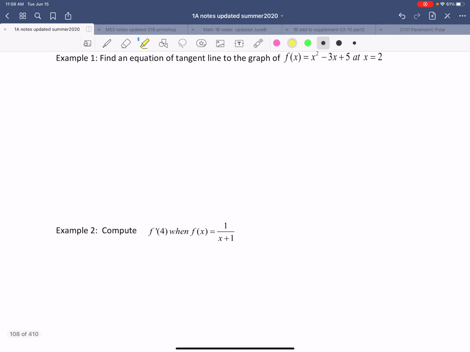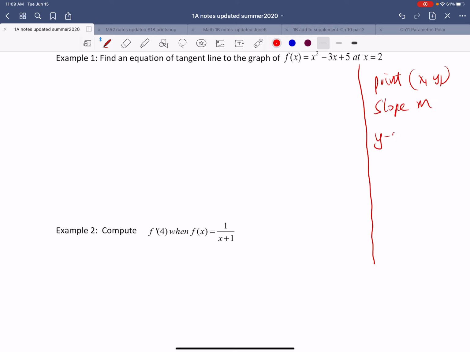Find the equation of the tangent line to the graph of f of x equals x squared minus 3x plus 5 at x equals 2. To find the equation of a tangent line, or the equation of any line, you might recall from algebra, you need a point on the line, x1, y1, and you need the slope of the line, which is m, and then you can use the point slope form, which is y minus y1 equals m times x minus x1. Once you know a point on the line and the slope of the line, you can plug into point slope form and find the equation of the tangent line. So before we can get to the equation of the tangent line, the first thing we need is the slope of the tangent line.